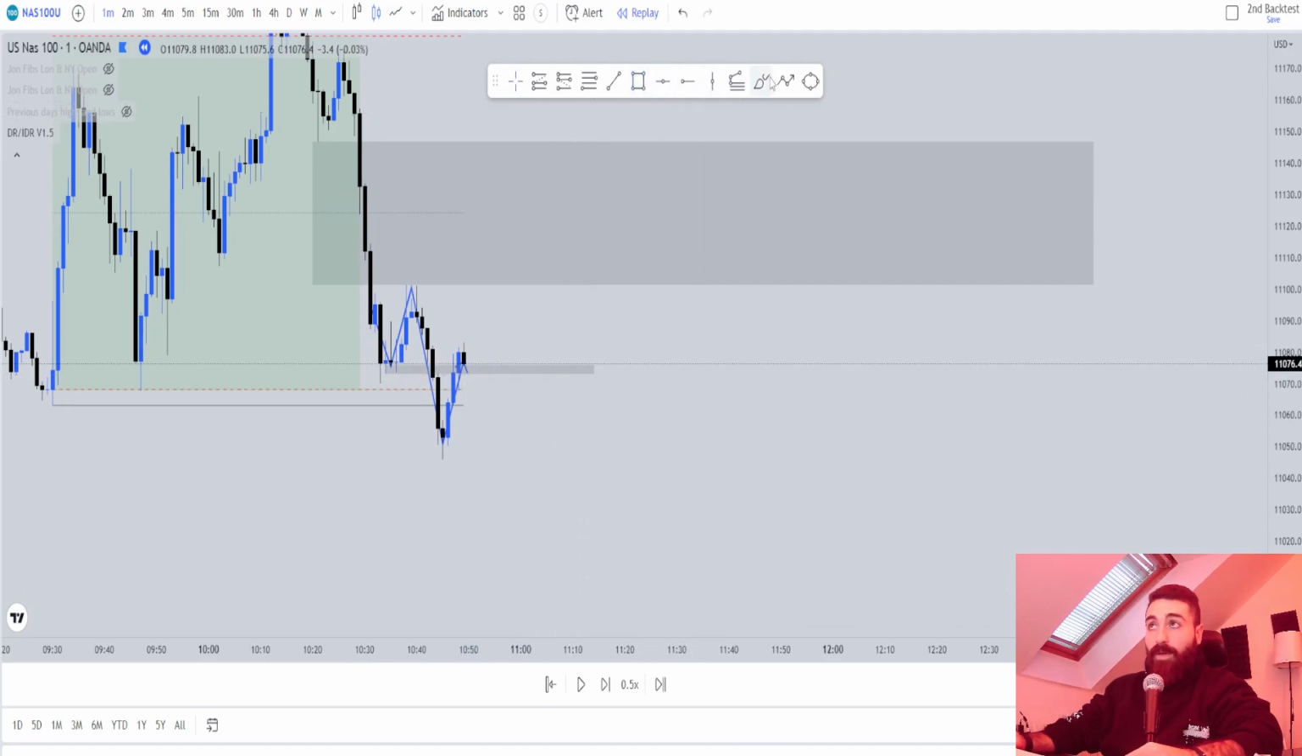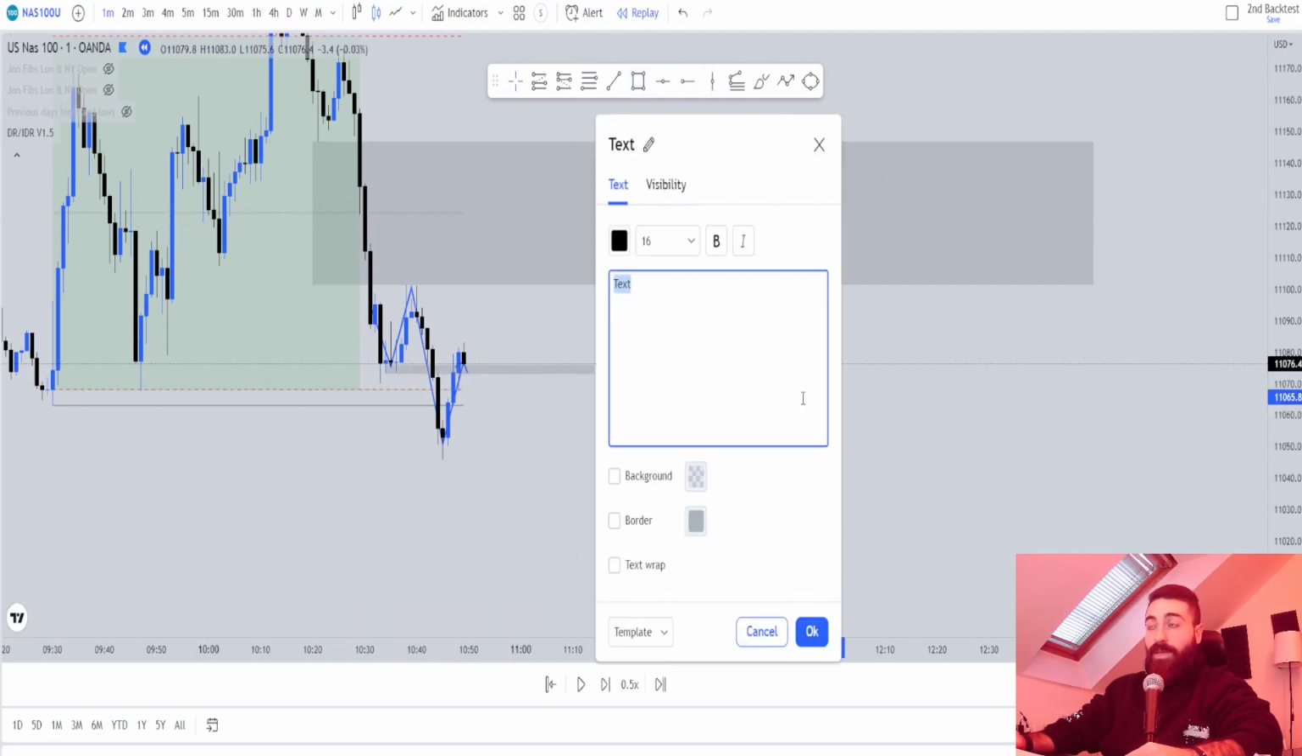Okay, so now what do we have? We can actually break it down. What do we have? Below DR, we have liquidity taken. We have a break of structure. It's not a break of structure, but a short-term low being taken, okay, in an impulsive way. We have a retracement to a fair value gap and a breaker.